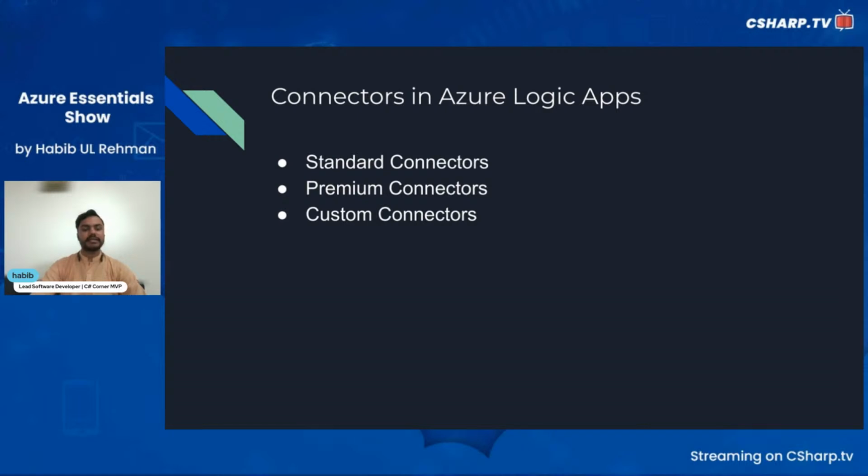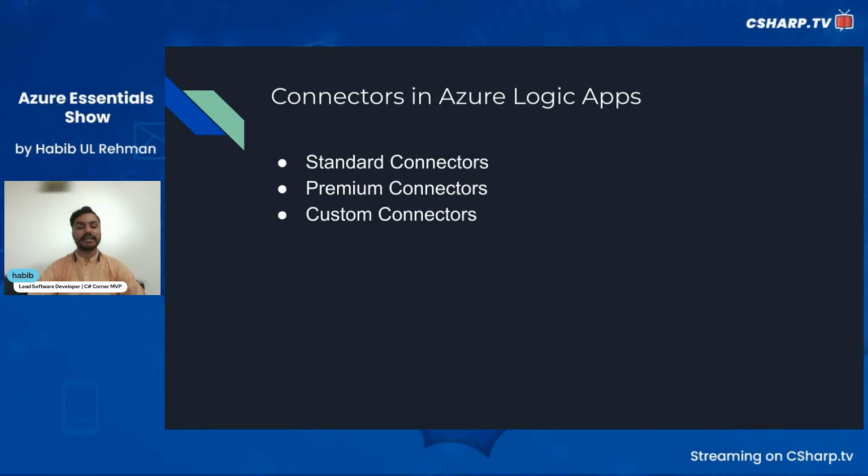Basically, a connector is a pre-built operation that enables communication and interaction with external services. They can be used to either trigger a workflow or perform an action within a workflow. And then we have a few types of connectors.